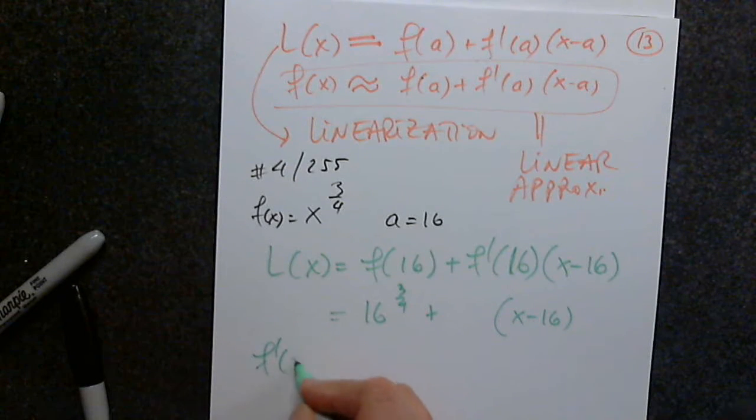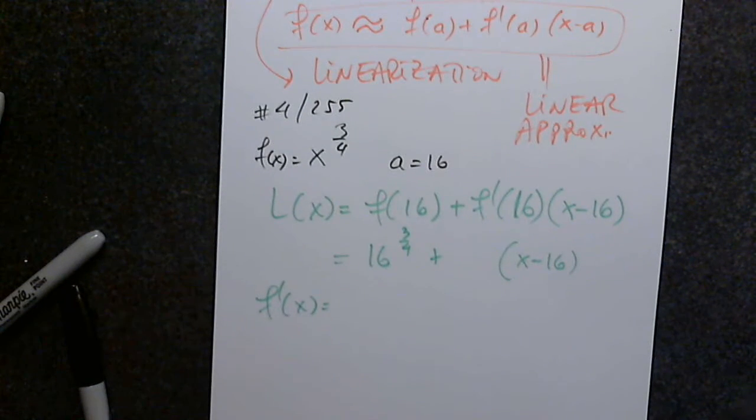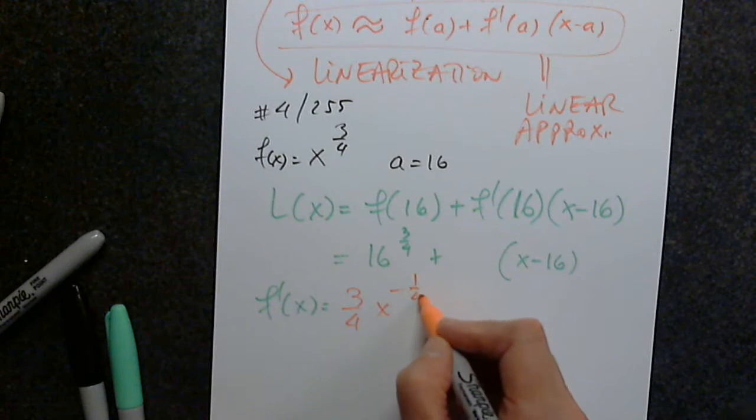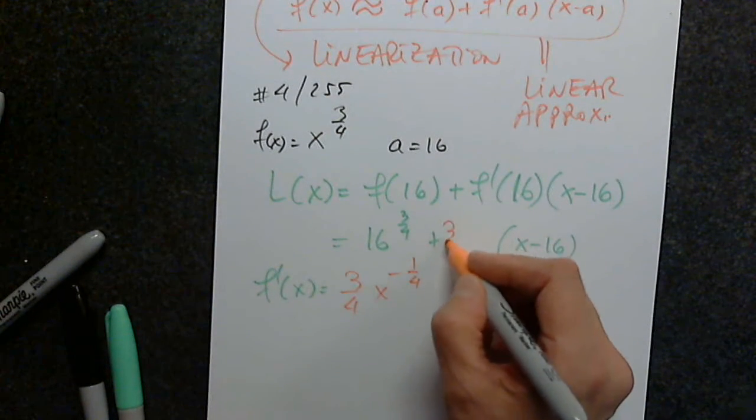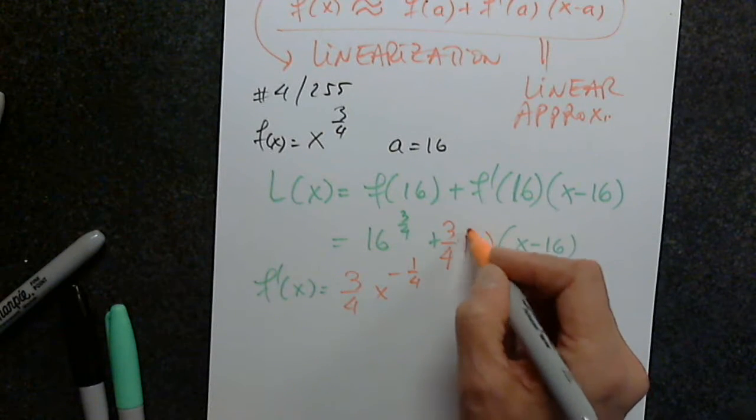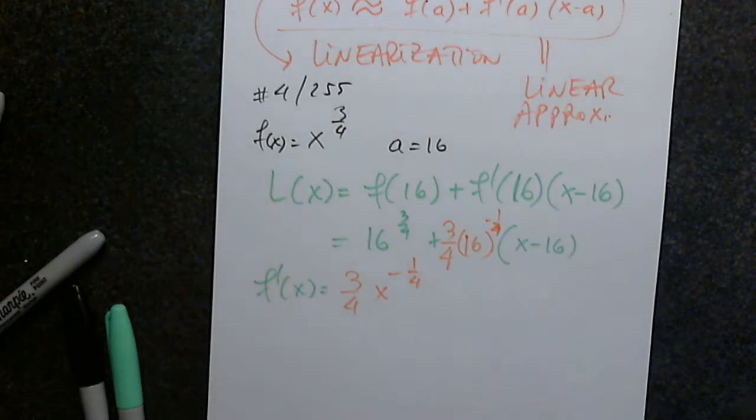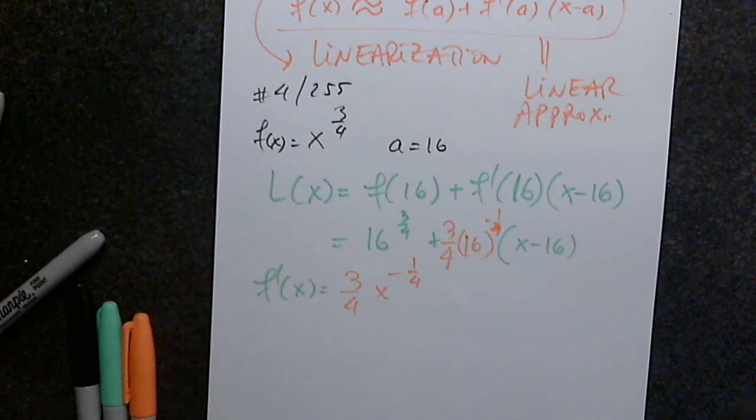Can anyone give us f prime of x? So 3/4 indeed, x to the 3/4 minus 1, negative 1/4. Very good. Awesome. Great job. So this will be 3/4 and 16 raised to negative 1/4. And this is guaranteed to be a line. Yes, I have to clean it up. Yes, I have to present it in y equals mx plus b. So it's not done. But I just want to make sure, is this clear?